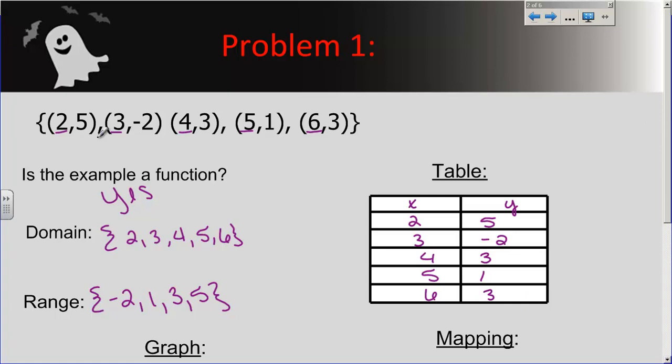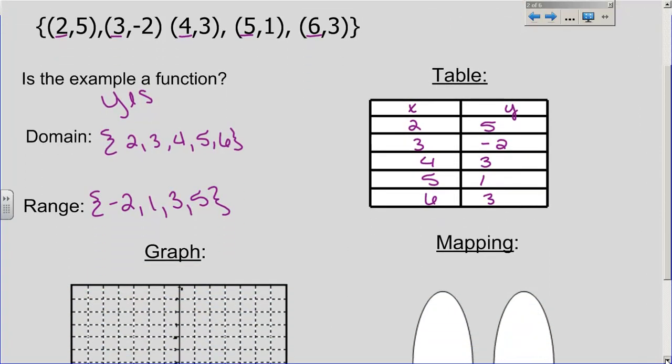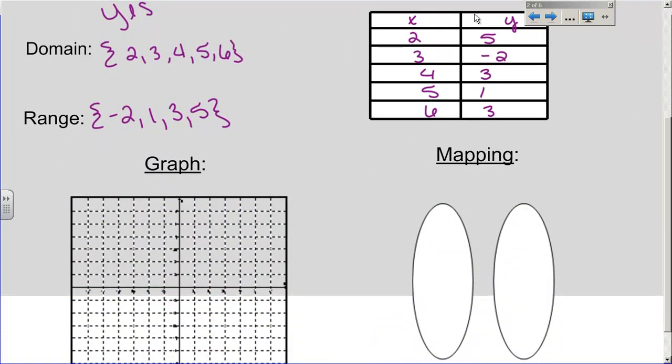Okay? So here's one way to write it as a set. Another way to represent it is as a table. Another way to represent this is as a graph. And so as a graph, I just plot these points right here. So I would start with 2, 5, and then I have 3, -2, and then I have 4, 3, and then I have 5, 1, and then I have 6, 3. That's what it looks like as a graph. And since it's just a set of ordered pairs, this is a discrete graph. I will not connect the points. That's what it looks like.